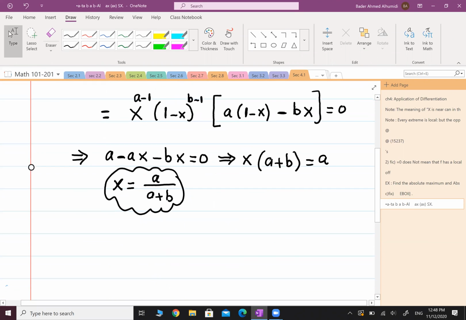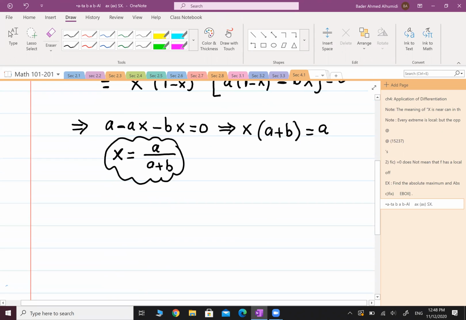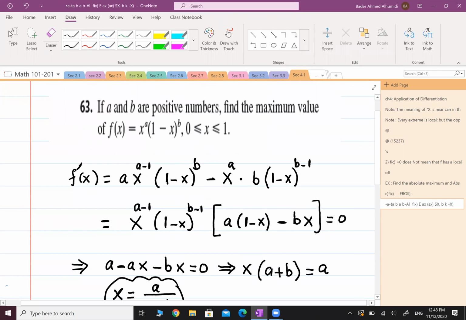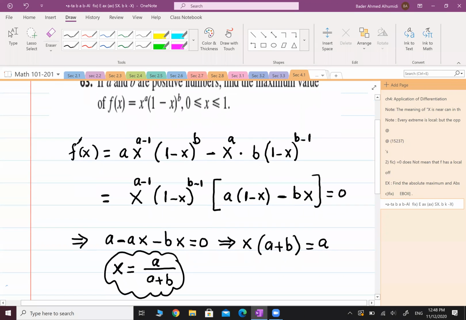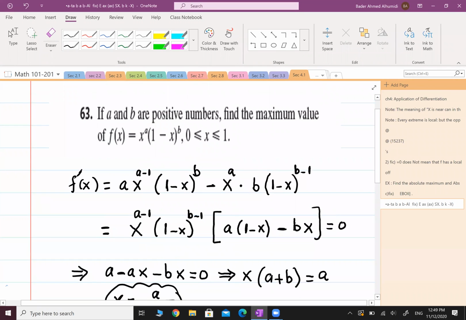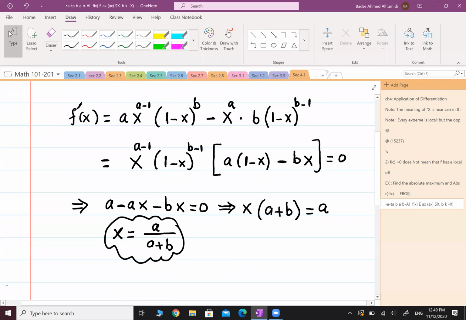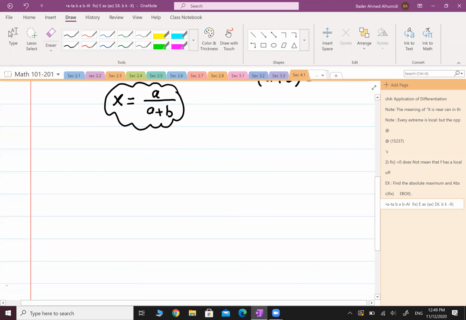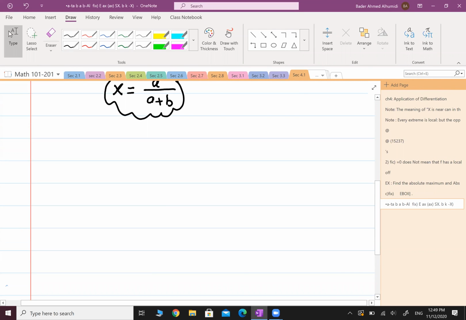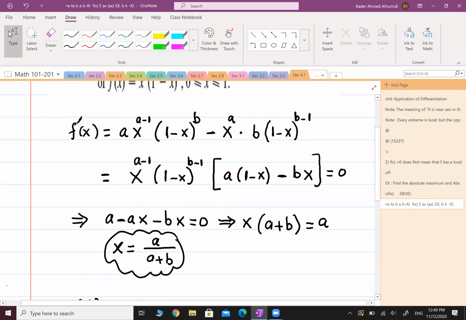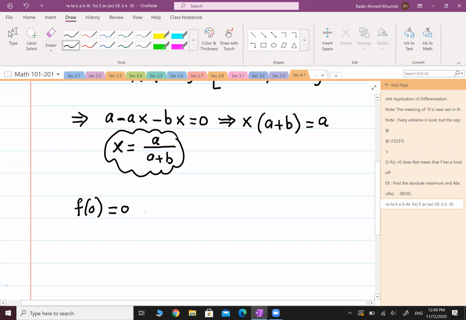Okay, I found this a over a plus b. I have it between 0 and 1. Of course, a over a plus b is between 0 and 1. These are positive numbers, and a is surely smaller than the sum, so it must be between 0 and 1. So what should I do now? According to our procedure, I will evaluate f of 0, the beginning of the interval. If you substitute, f of 0 will be 0. f of 1 also will be 0.